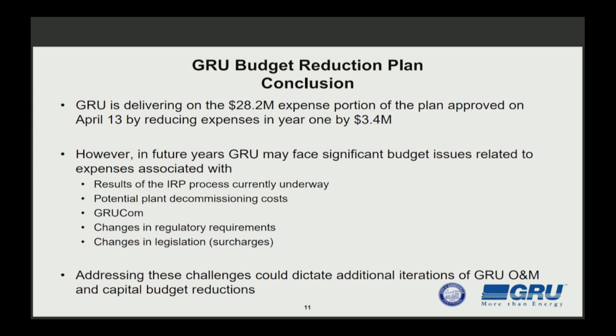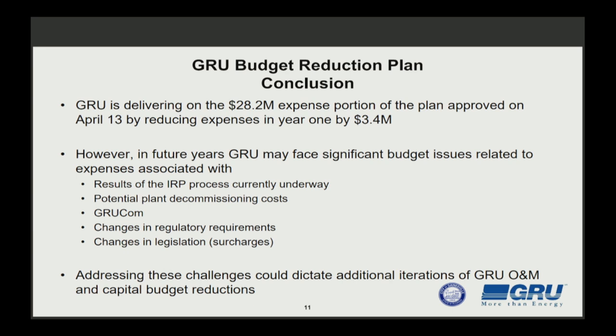We didn't want to leave this presentation without acknowledging the fact that while we are delivering on the first year of that $28 million cumulative reductions over the next decade, we acknowledge that there are challenges coming up over the next several years that are very likely going to require that we have additional iterations of O&M and capital cuts over and above this $28 million. You see some of them listed on the screen here.